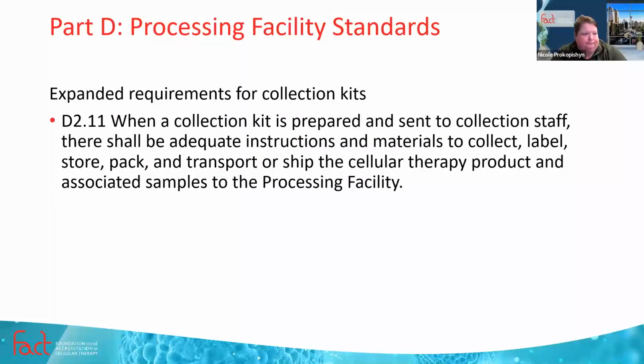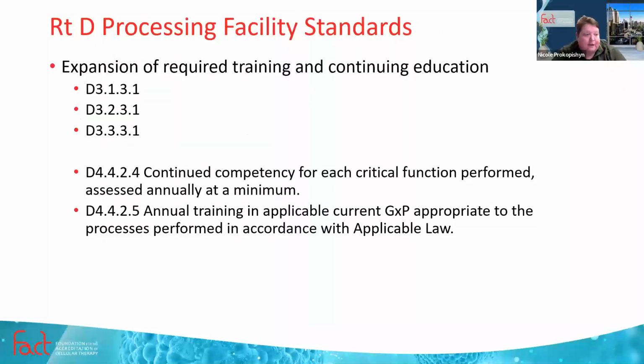So the processing facility, one of the first noted things is expanded requirements for collection kits. Often these are provided by the processing facilities to whatever collection site. So D2.11 speaks to when a collection kit is prepared and sent to a collection staff, there needs to be adequate instructions and materials to collect, label, store, pack, and transport or ship the cellular therapy product and associated samples to the processing facility. So there just needs to be good management of SOPs and documentation to ensure that all of that information is available.